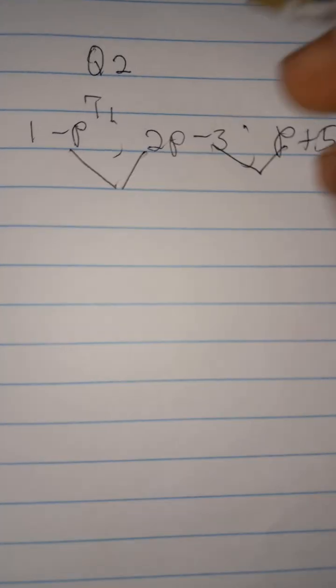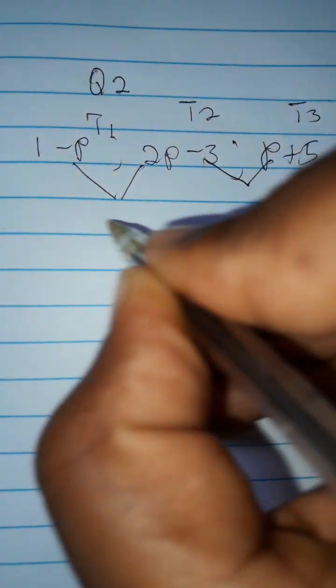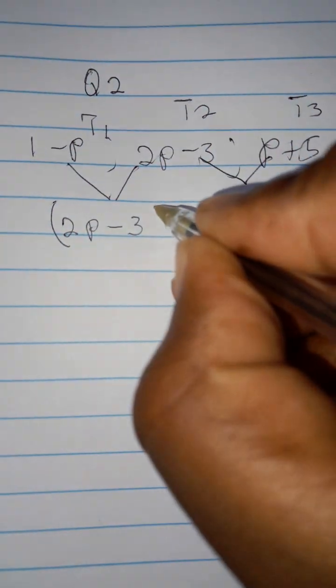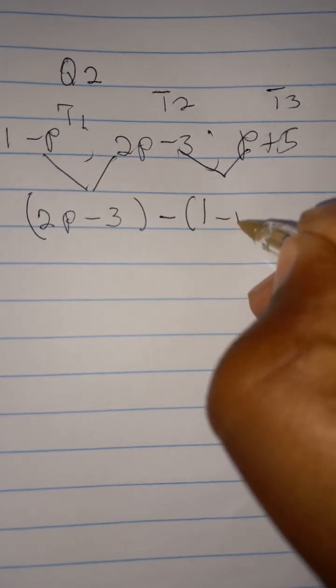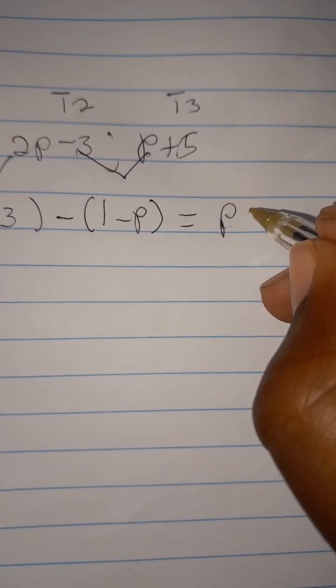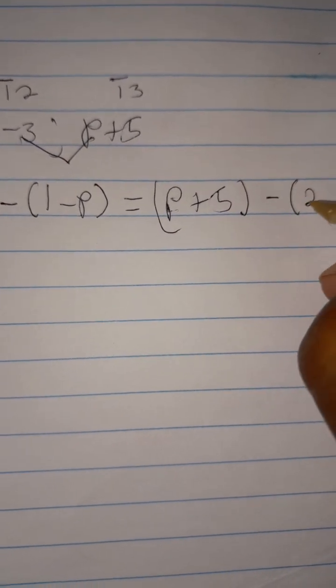So what are we going to do in this case? We're going to say that, remember, this is t1 and this is t2 and this is t3. So first thing first, we're going to say 2p minus 3, subtracted by 1 minus p, is equal to p plus 5, which is t3, minus t2, subtracted by 2p minus 3. So let's work out the left hand side first.